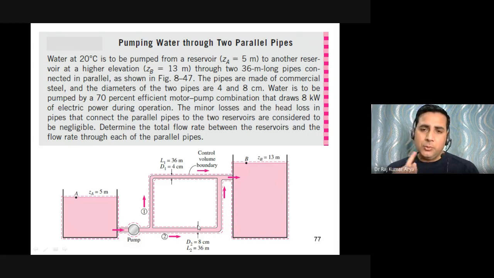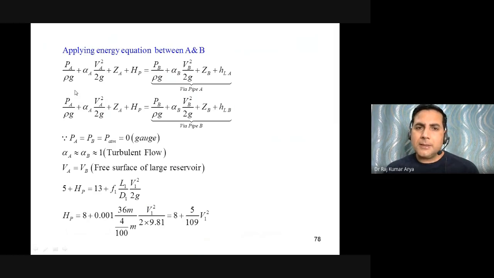Now to reach point B, you have two different routes. One route is by following path 1 from point A, you can reach point B, or from A you can follow path 2, and you can reach point B. Both ways you can reach point B. So we can apply energy balance between point A and point B. So that's what I did here. So applying energy balance between point A and point B.